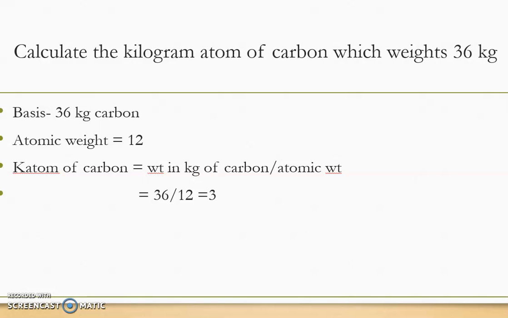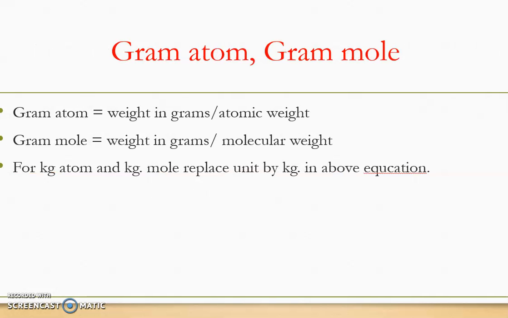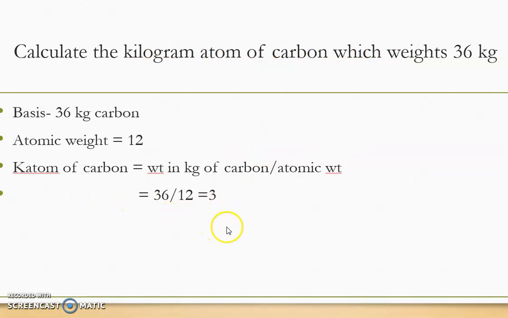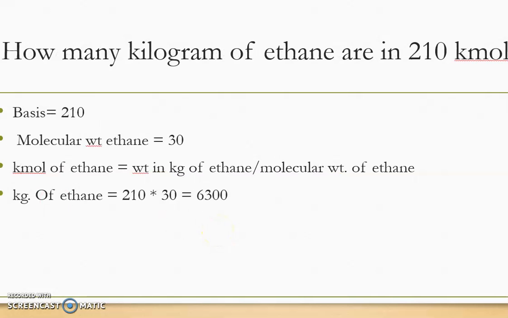First of all, for any process calculation problem, we need to write down the basis. Basis is as given in the problem: 36 kg of carbon. We all know the atomic weight of carbon, right? Atomic weight of carbon is 12. So kilo atom of carbon is going to be weight in kg of carbon upon atomic weight. So it will be 36 by 12 as per the formula, that will be 3. So whenever we need to find the kilo atom, just divide by its atomic weight.